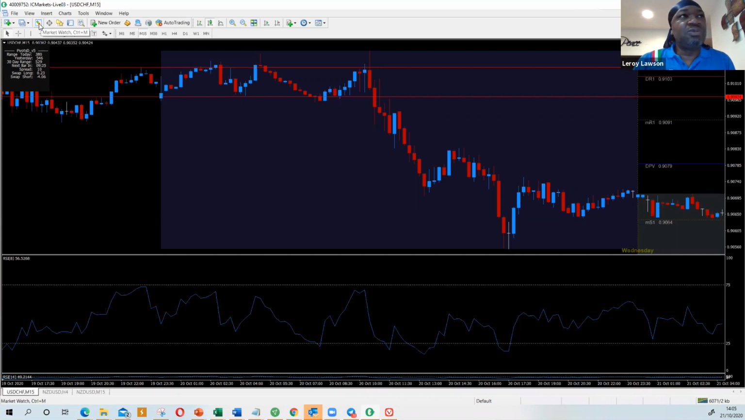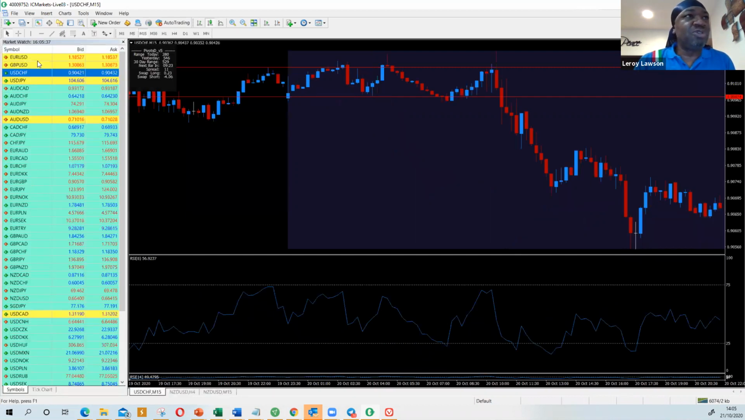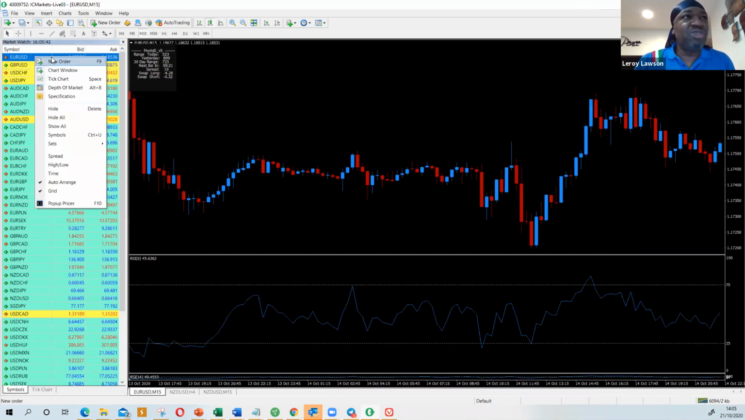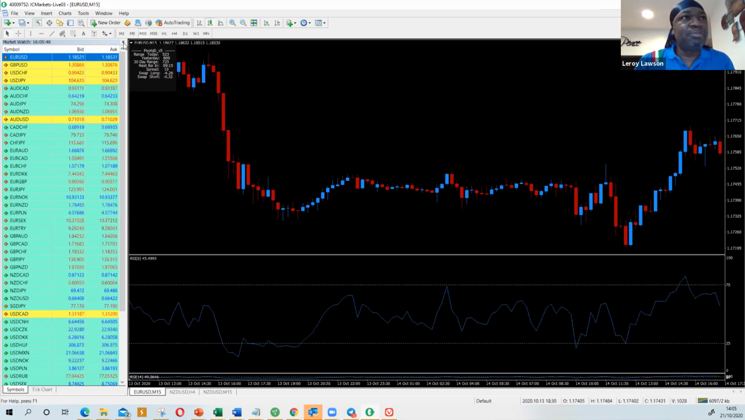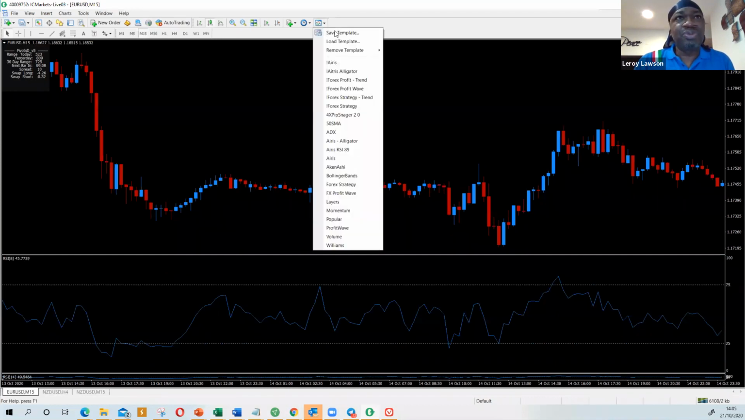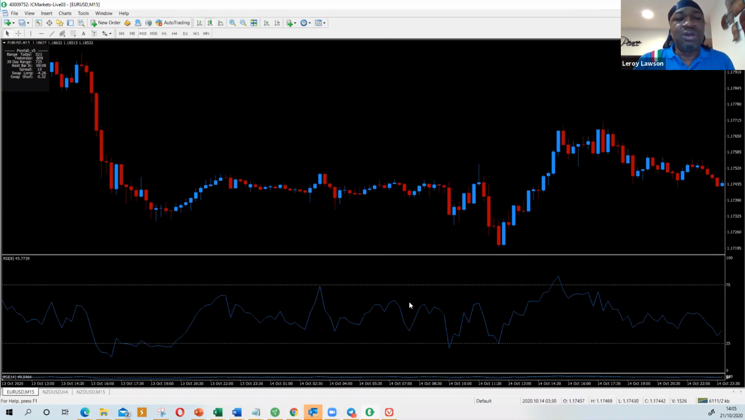So if I change this to euro dollar, if you're on MetaTrader 4, you can just drag and drop, or you can right click and click on add to chart window. I'm just going to keep it on that. And you can have this as a template. If you like this strategy, you can just save the template, so you don't have to keep doing this back and forth. So same thing, guys, I'm going to utilize that same strategy.